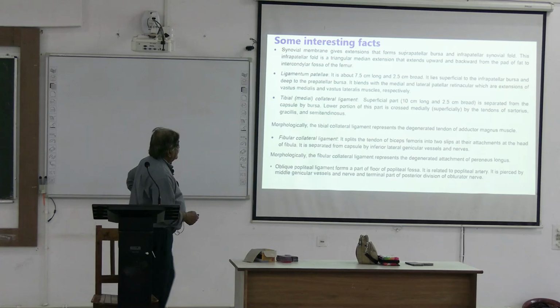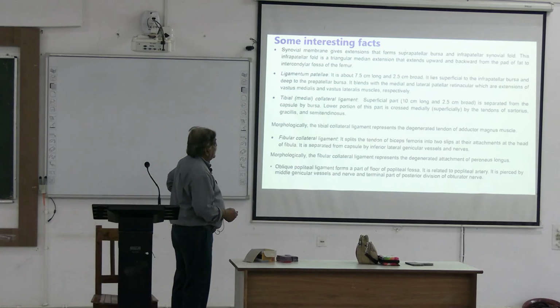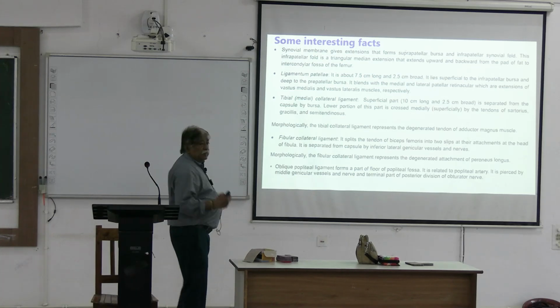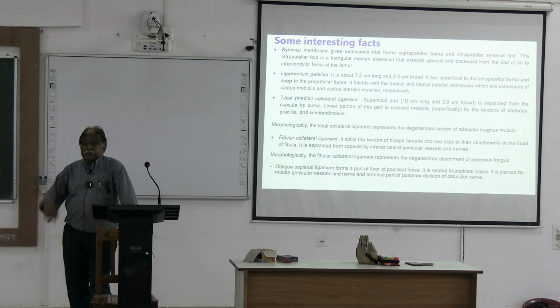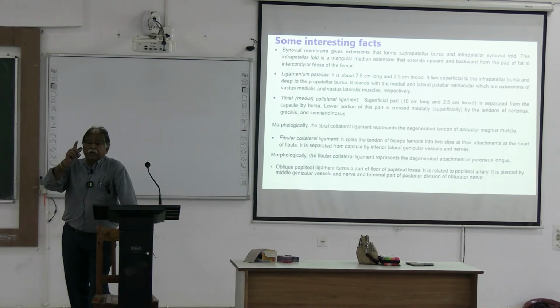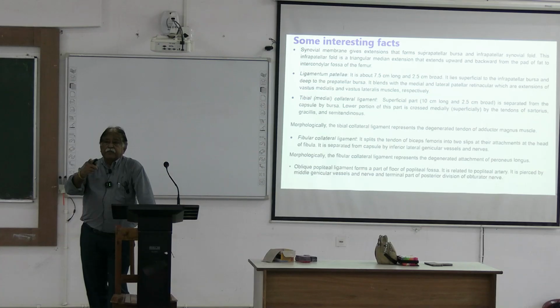Fibular collateral ligament splits the tendon of biceps femoris into two slips that are attached to the head of the fibula. It is separated from the capsule by inferior lateral genicular vessels and nerves. The blood supply of the knee joint, there are wonderful pictures of the blood supply of the knee joint.